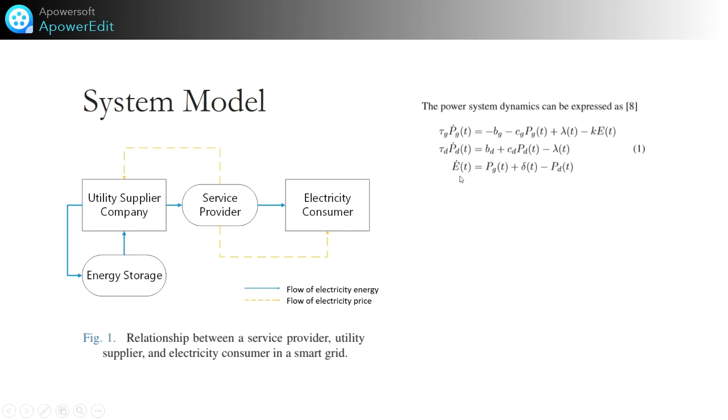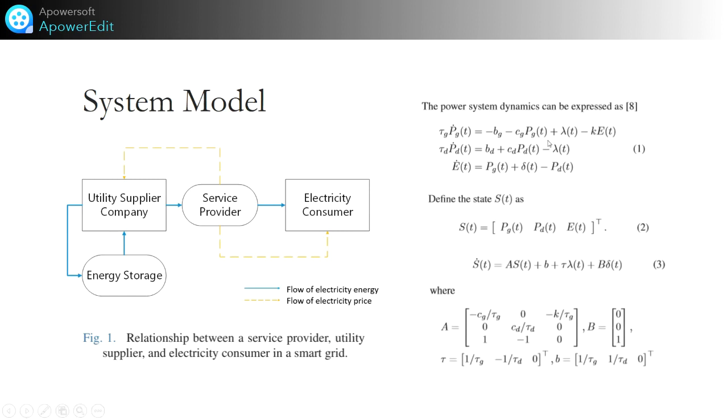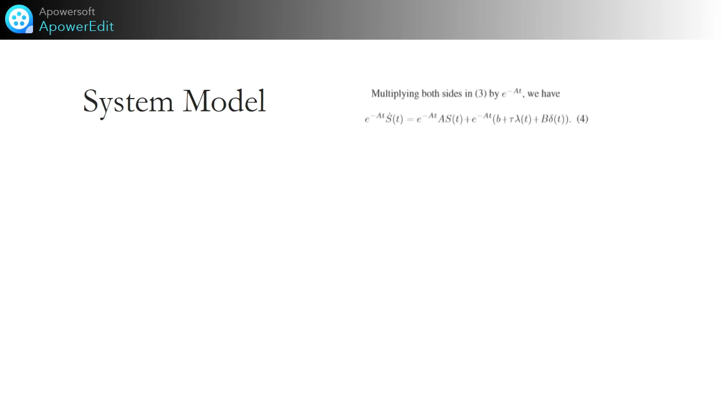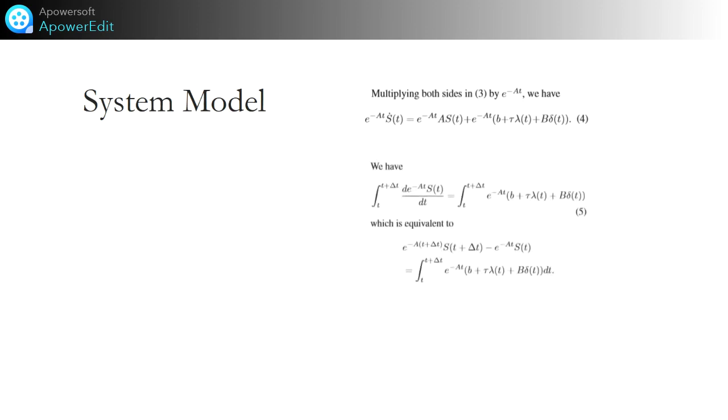ET is the stored energy level in the time slot T. Therefore, the system dynamics in 1 can be further expressed as 3 by taking the derivative. Then we are going to convert the continuous model into a discrete time model by multiplying both sides by E, and then we are going to have formula 6, which is going to be our discrete time dynamics.